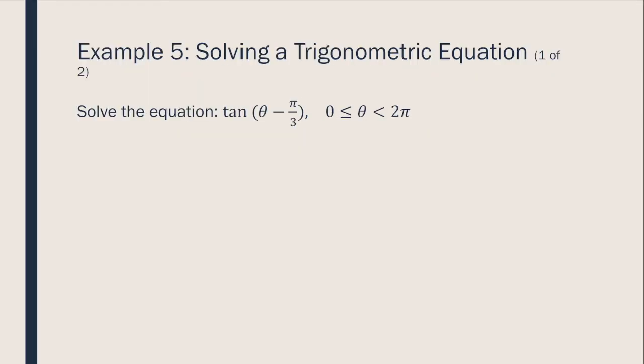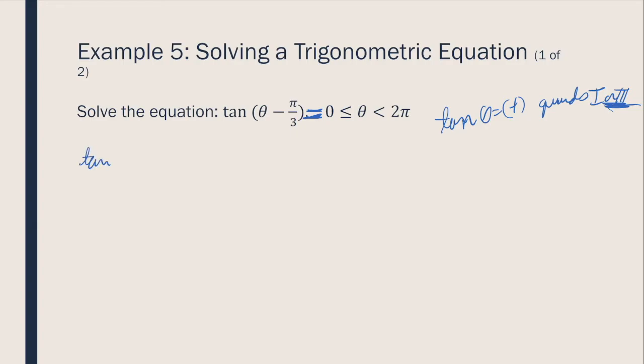For example 5, we're going to solve a trigonometric equation. So I want to find tan of theta minus pi over 3 equals 0. Oh, sorry, that's supposed to be an equals 0. So tan of theta is positive. So we're in quadrants 1 or 3. Those are our only possible quadrants. And here, we wouldn't want to use tan inverse because tan inverse isn't defined in quadrant 3, or arctangent if you want to call it that.